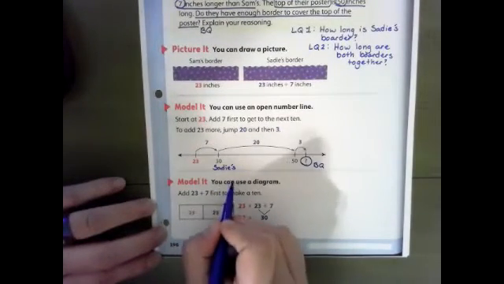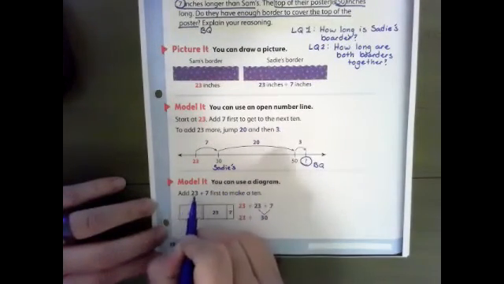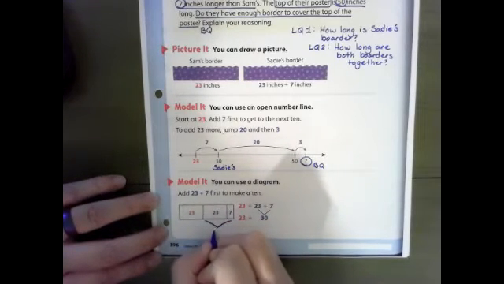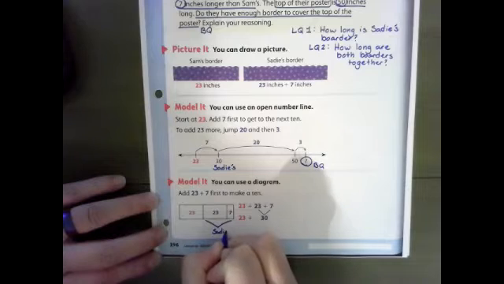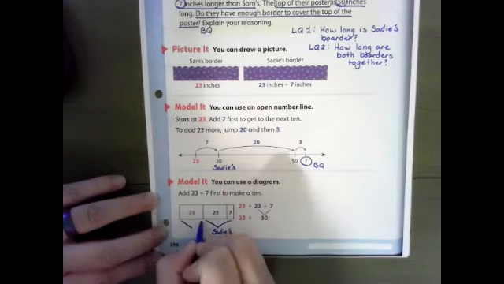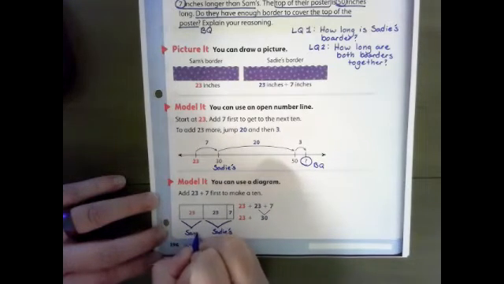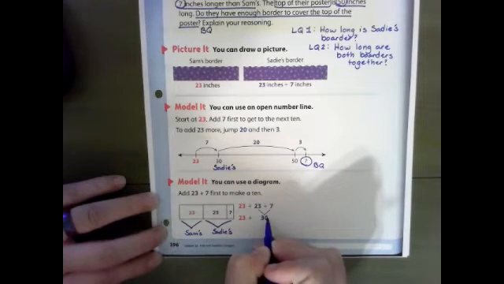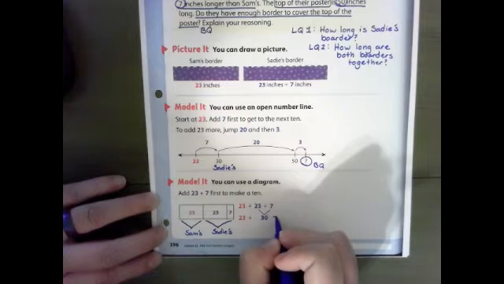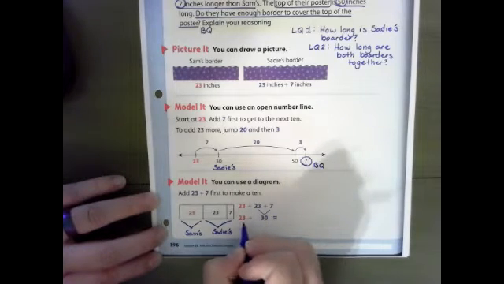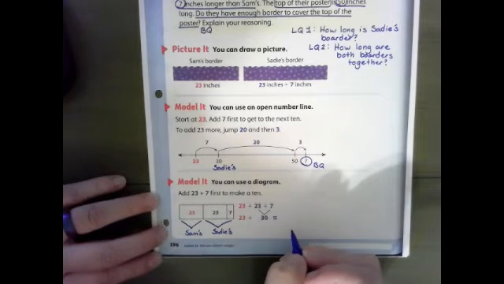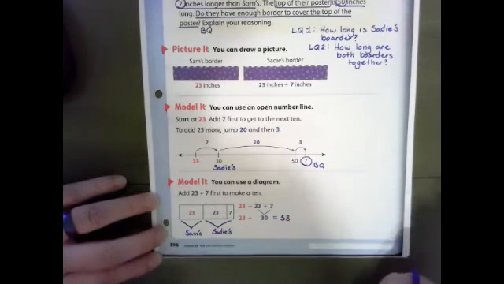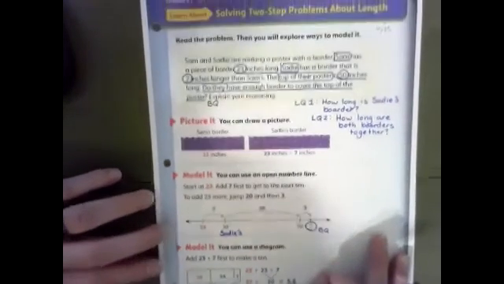You can also model it by using a diagram. First, you can add 23 plus 7. Again, this piece is Sadie's. This piece is Sam's. Once you find Sadie's, which is 30, you can add that back to Sam's to find the total. Do you know what 30 plus 23 is? That's right, it's 53.